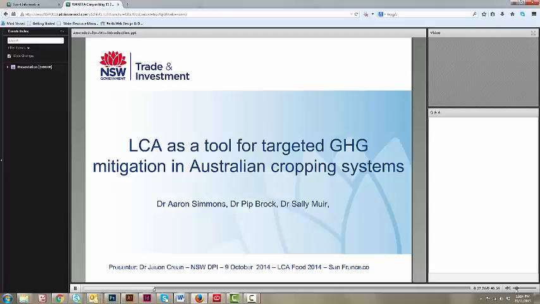So essentially the assumption is that once a product moves beyond the farm gate, then it's out of the farmer's control. So we can't use LCA to develop strategies to mitigate environmental impact if it's after the farm gate, because that's not part of the production system that the key person, the farmer, is actually involved in. So I hope that gives a bit of an overview of what life cycle assessment is.